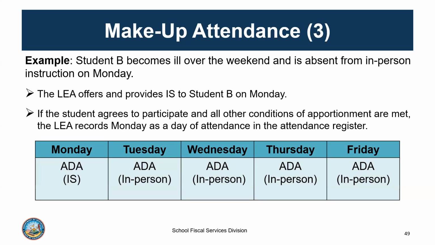In this example, student B becomes ill over the weekend and is absent from in-person instruction on Monday. On Monday, the LEA offers and provides independent study to student B. If the student agrees to participate and all other conditions of apportionment are met, the LEA records Monday as a day of attendance in the register.